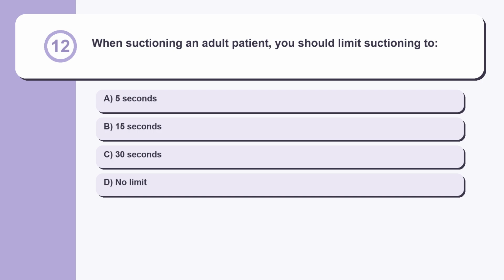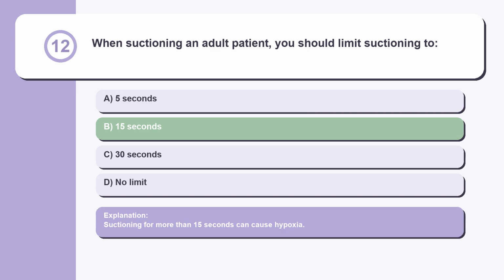Question 12. When suctioning an adult patient, you should limit suctioning to 5 seconds, 15 seconds, 30 seconds, no limit. Suctioning for more than 15 seconds can cause hypoxia.